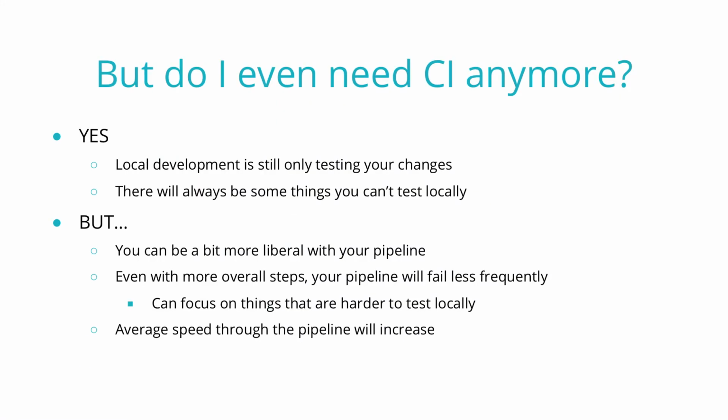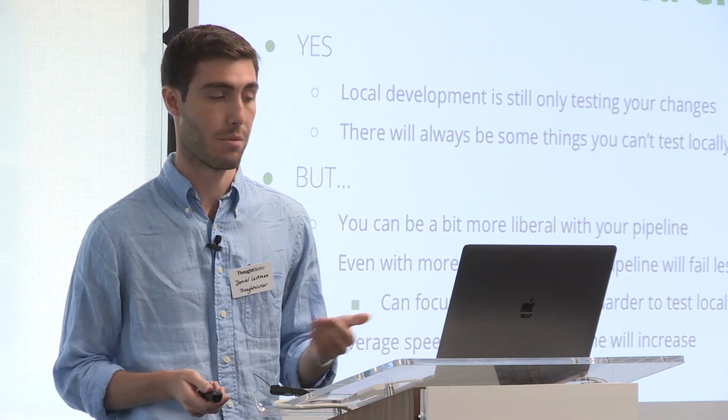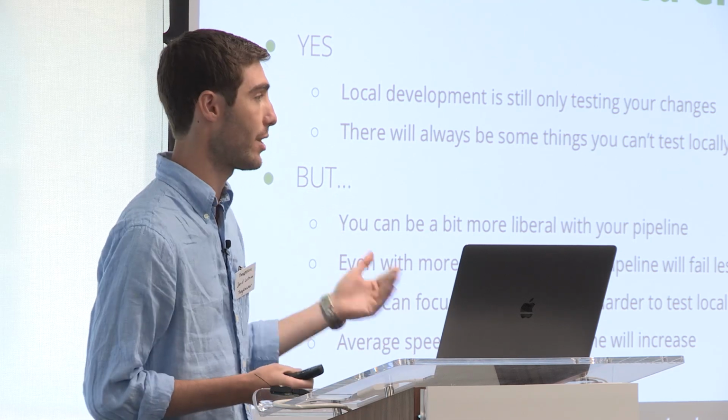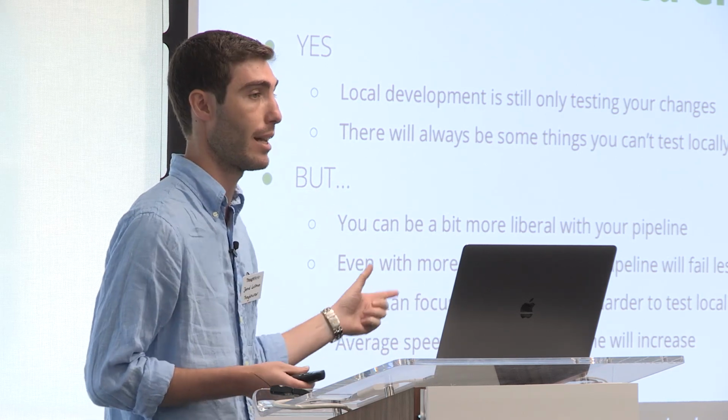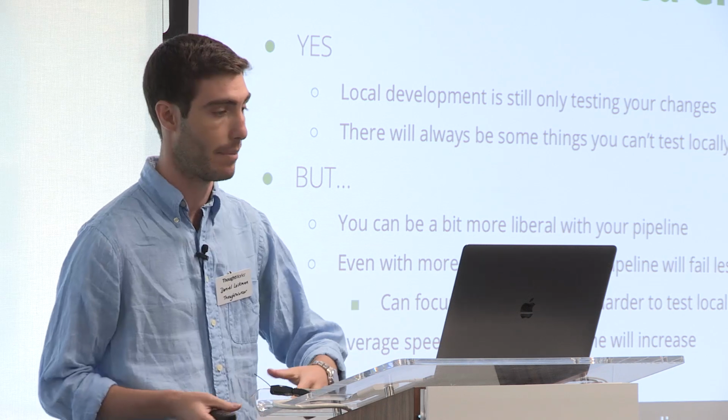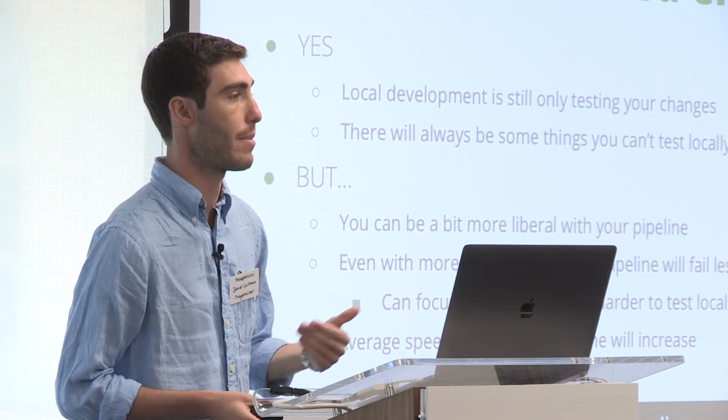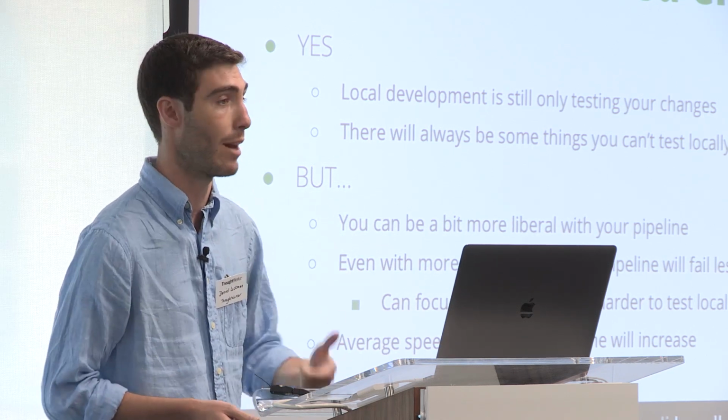Do I even need CI anymore, though? I'm doing everything locally. Can't I just push to prod? I still want all these CI pipelines for all the reasons that Rebecca talked about, testing some of these things that I can never test on my local platform. But I can be a little bit more liberal with my pipeline. Even though there's more steps, I'm running lots of things locally and testing them locally before I go into my pipeline, my overall speed through my pipeline is going to be faster because it's red way less often.